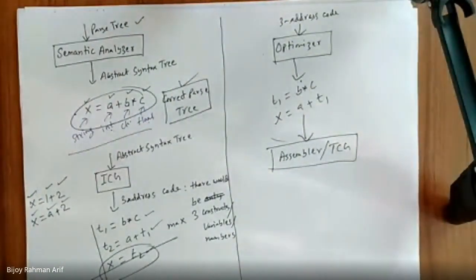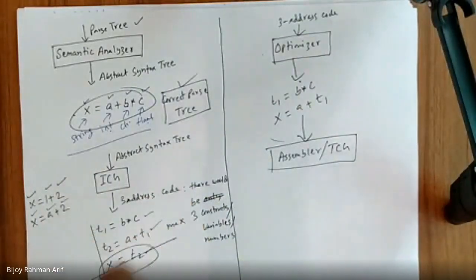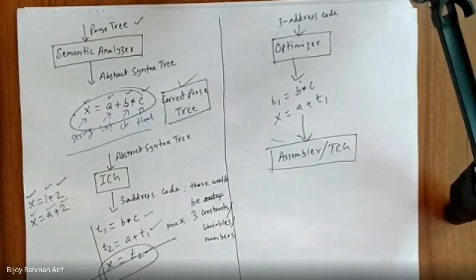That is the $1 million question. Am I right? It's a $1 million question. Why did we create 3 address code? What is the benefit of 3 address code? Why three? Why the number 3?